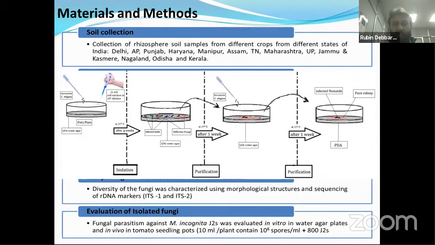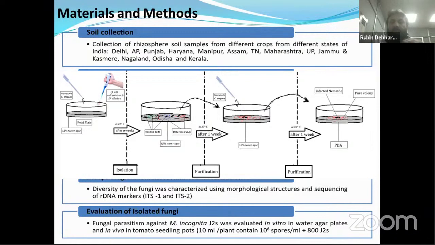After that, we isolate and purify, as we can see in this photo, isolating one time and a second time to get purification. That means we keep adding C. elegans again and again until we get a pure colony of the fungus. After that, we multiply and culture it on PDA.